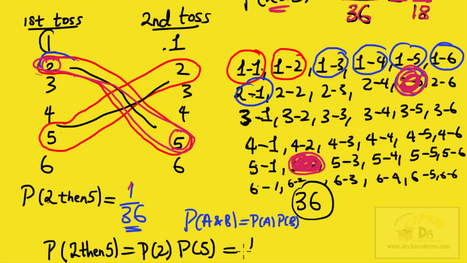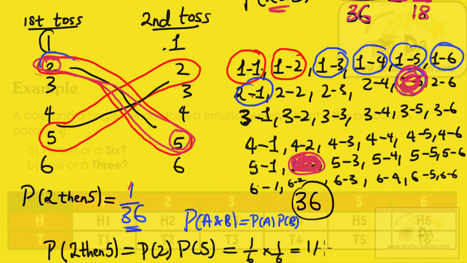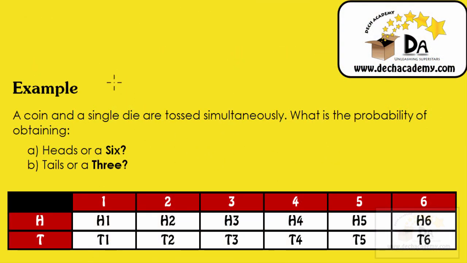So I can just simply multiply the probabilities to give the same answer. So here's another example question, and it says a coin and a single die are tossed simultaneously. They're tossed at the same time. What is the probability of obtaining heads or a 6?